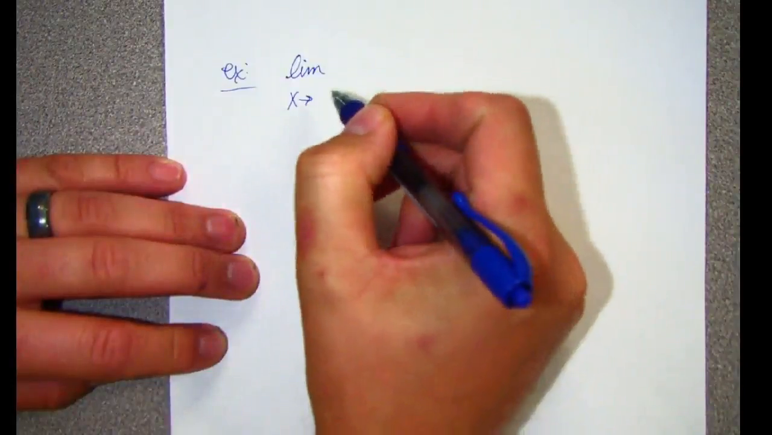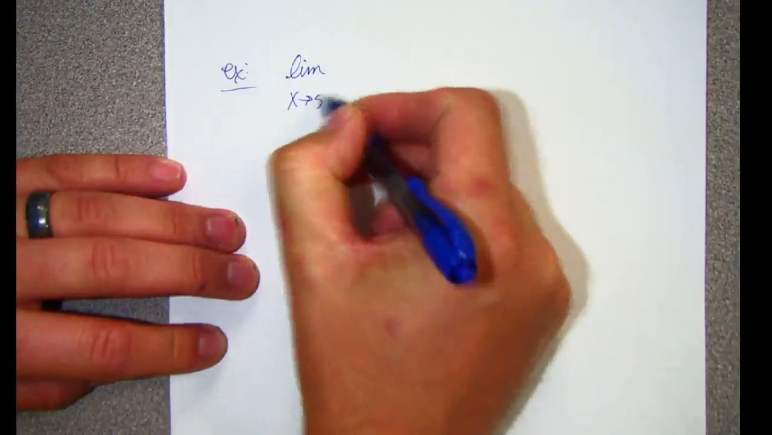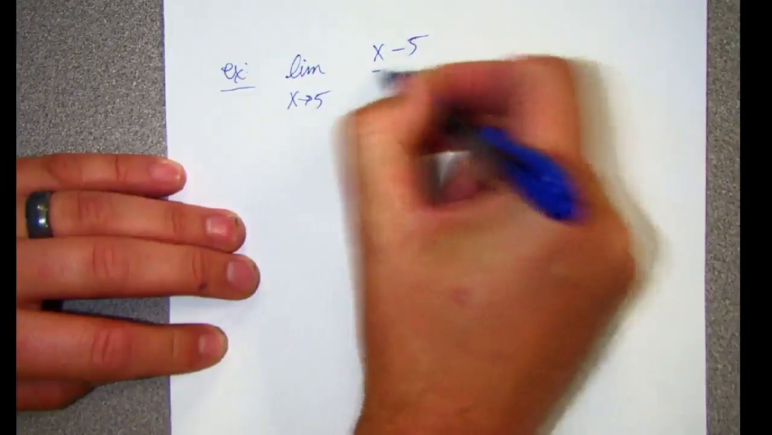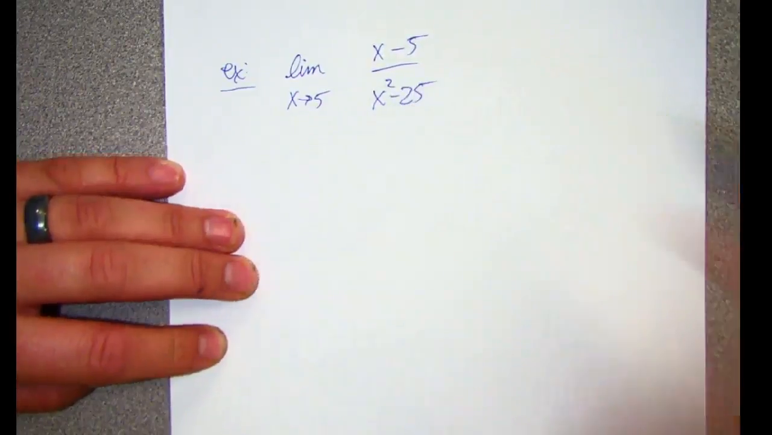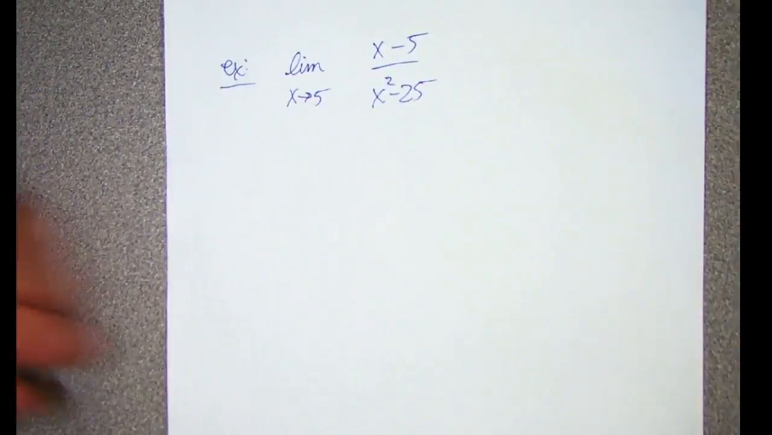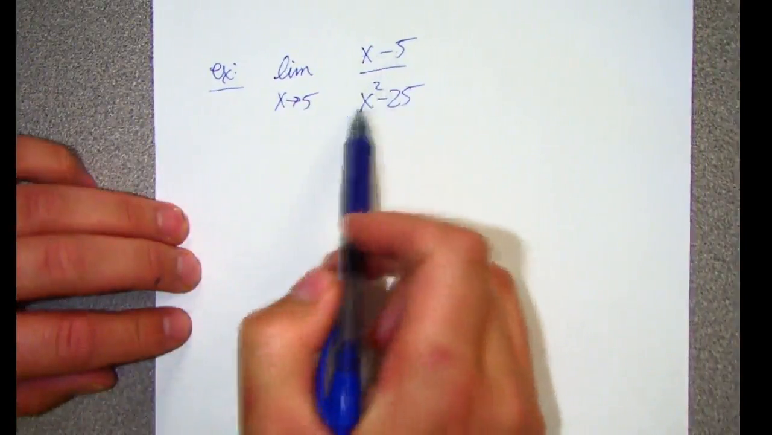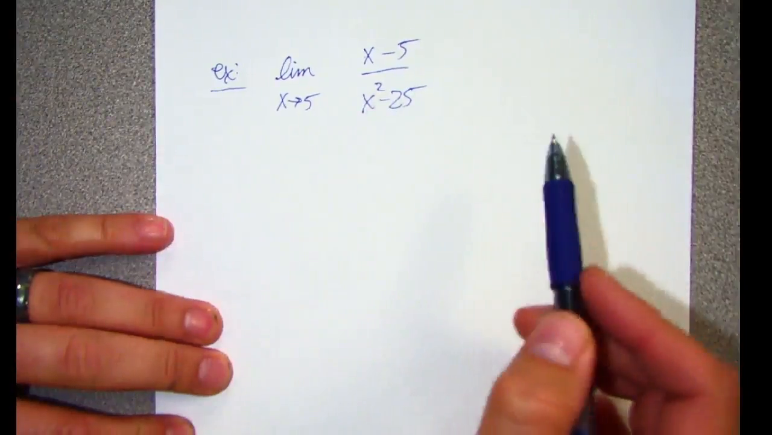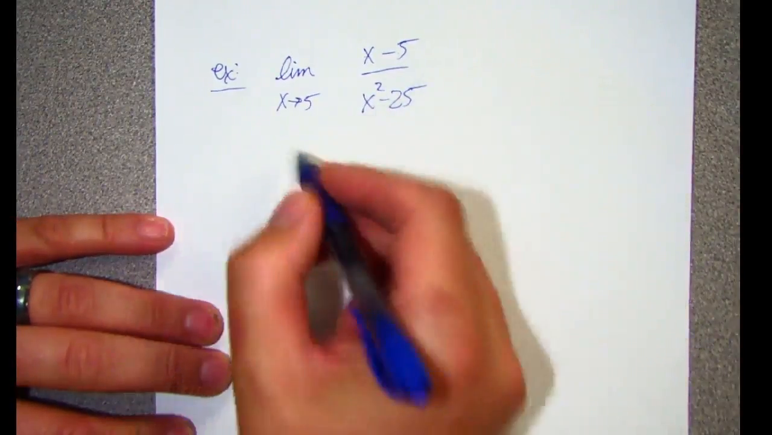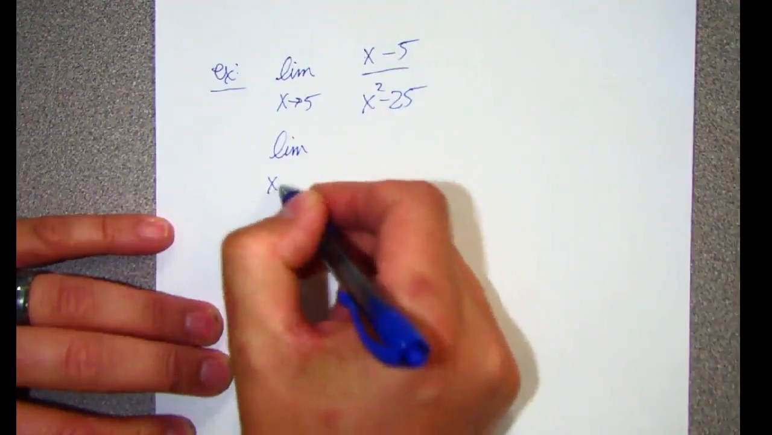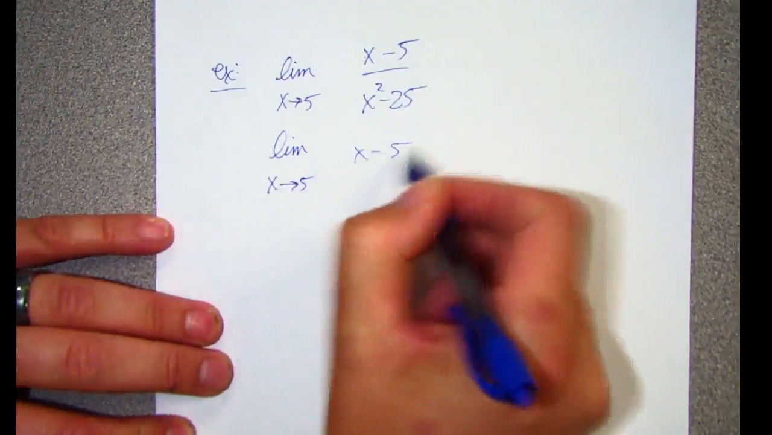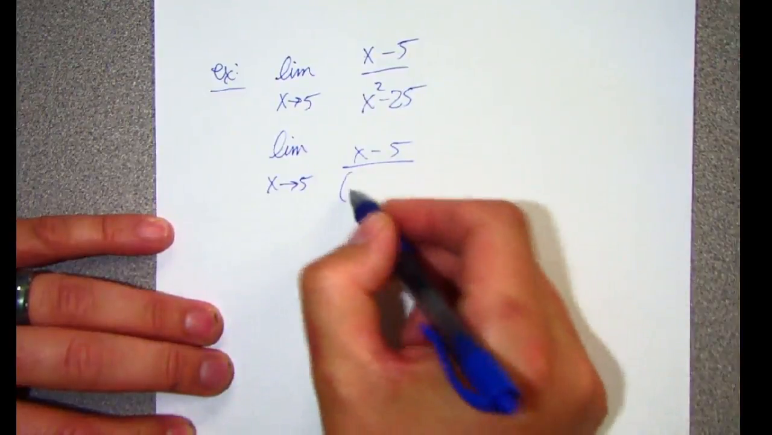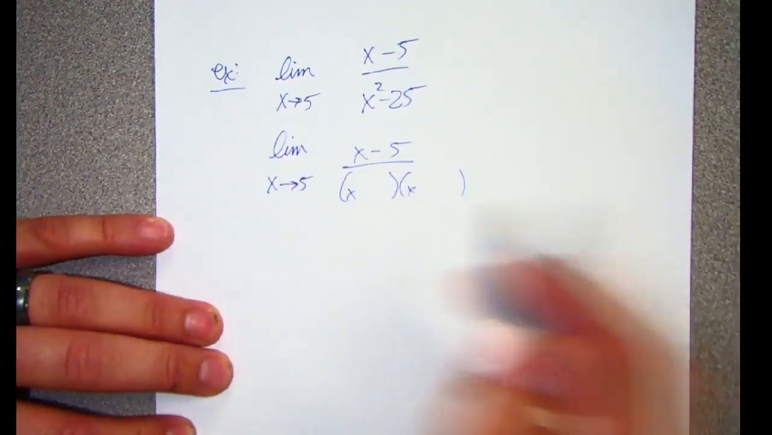I have the limit as x approaches 5 of x minus 5 over x squared minus 25. If I plug in 5, I get 0 on the top and 0 on the bottom. That's an indeterminate form. It tells me that method's not going to work, so I'm going to work around it. If I look at the bottom, I can factor that. This becomes the limit as x approaches 5 of x minus 5, and nothing I can do on top, over the bottom.